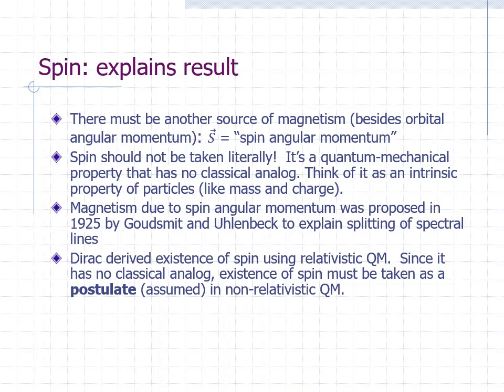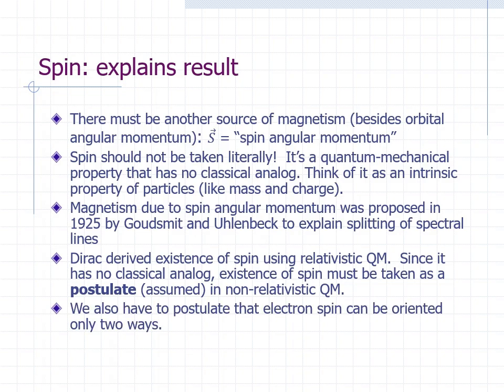We have to assume that for electrons, spin can take only two possible orientations. This immediately explains the two distinct spots observed in the Stern-Gerlach experiment. The key insight, then, is that orbital angular momentum alone is not sufficient. We must include spin to fully describe the magnetic properties of atoms.